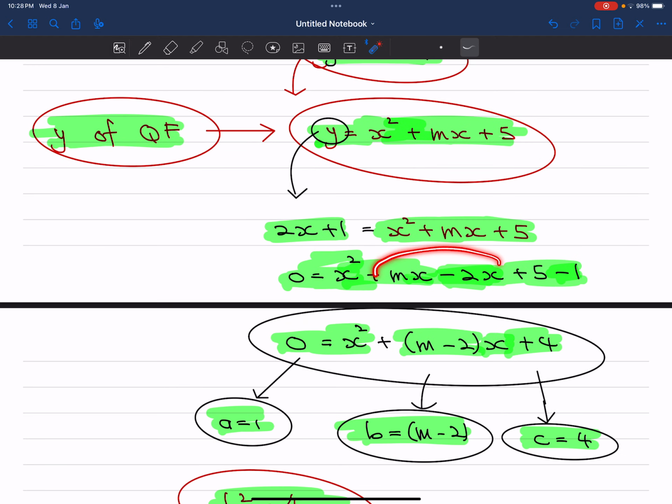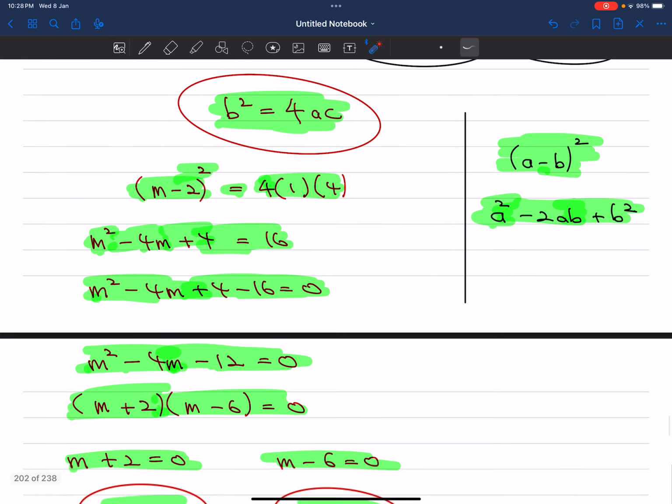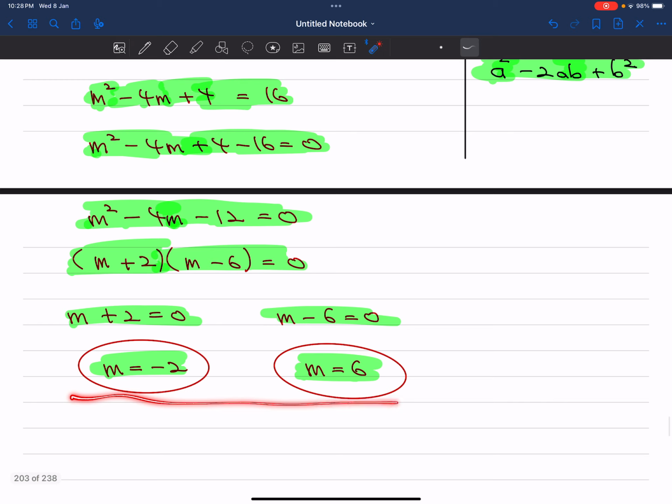And here, x is in 2 places, so I must factorize it out. x in 2 places, factorize out. Then only find a, b, c. Substitute in the formula, simplify, and finally you get the answer.